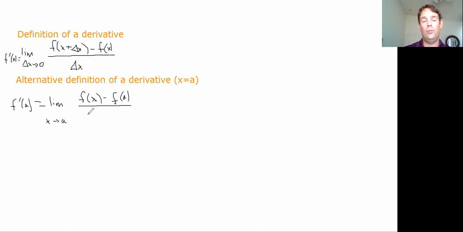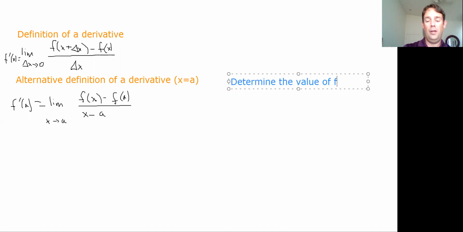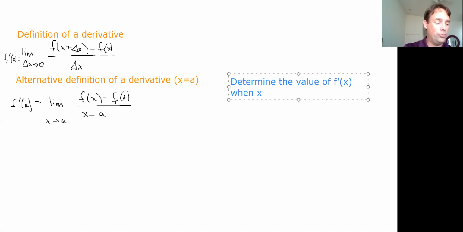If I have to take some given function and find more than one derivative for it, I'm not going to use this. So for instance, say I give you something like this. Determine the value of f prime of x when x equals, let's try -3, for f of x equals x squared plus 2x.